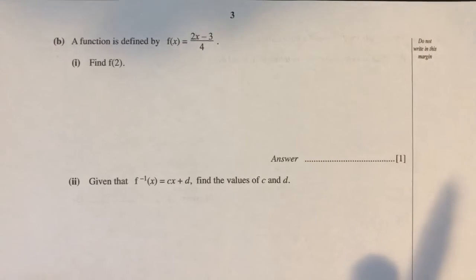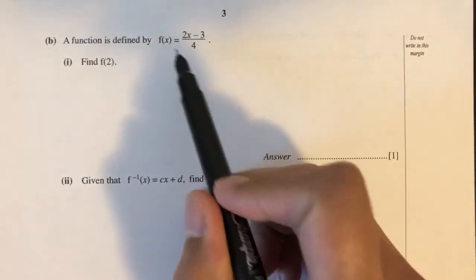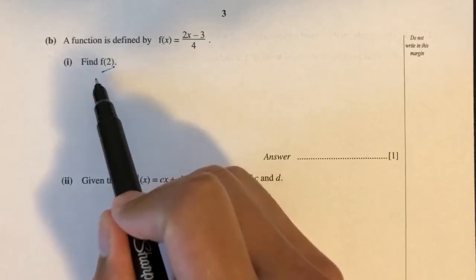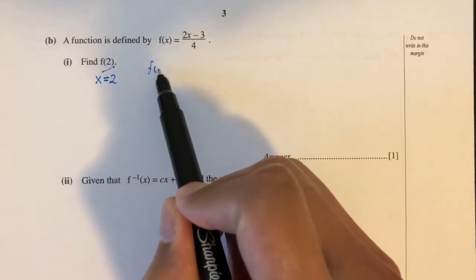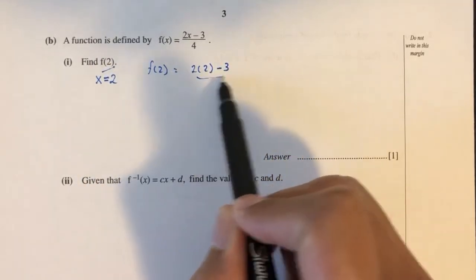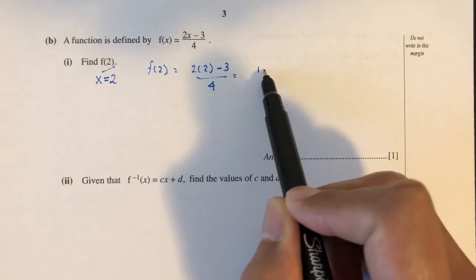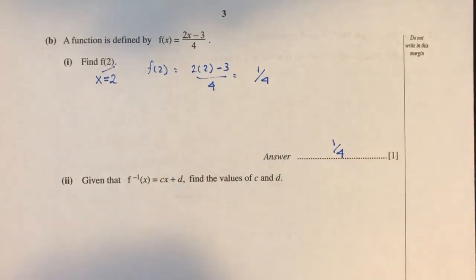Moving on to part B. A function is defined by f of x equal to this. Find f of 2. It means that we have to replace the value of x by 2. So let's do that. We'll have 2 times 2 minus 3 over 4. That will be 1 over 4. So that will be your answer for part A.